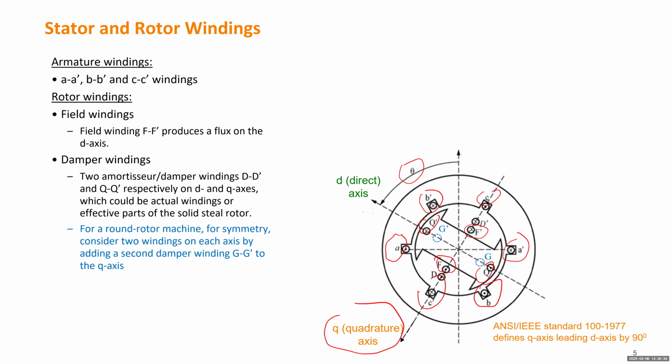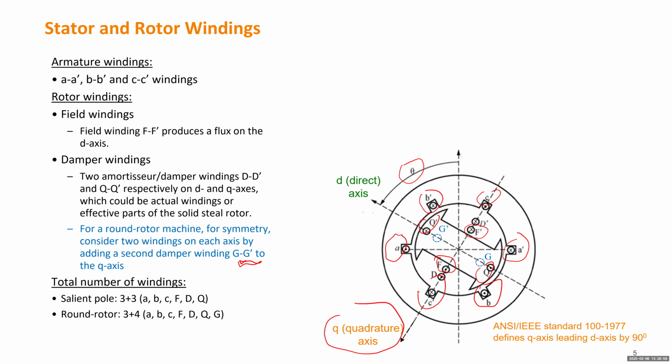For the D axis, we already have the capital D and the capital F. So for the Q axis, we have capital Q. Then we add another one. We call it the capital G. So capital G is also a damper winding, but it is in the Q axis. In some textbooks, we just call it maybe Q1, Q2. But here, I just use the letter G, just to make it simple. Any questions here?